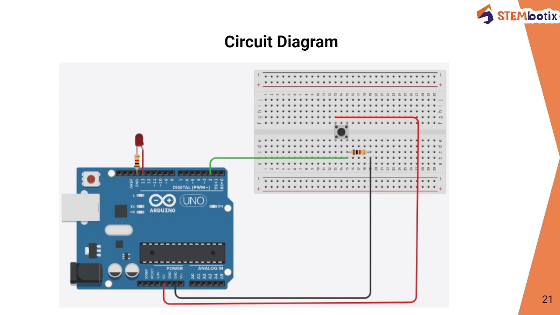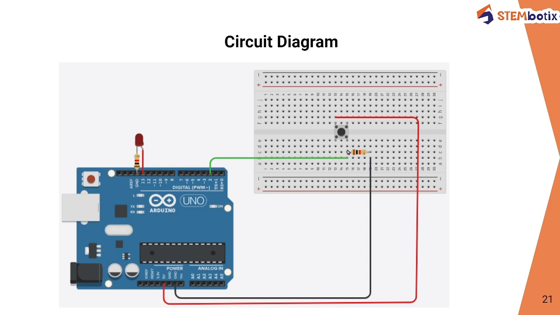Let us see the circuit diagram to connect the LED and push button with the Arduino Uno board. Place the push button as seen in the image on the breadboard. Here we have placed the push button. Now it's time to connect the push button with the Arduino Uno board. First, use the vertical nodes of this push button in order to operate it.